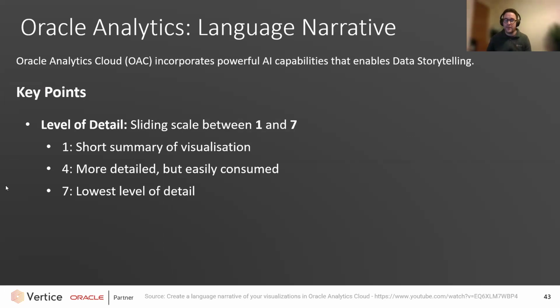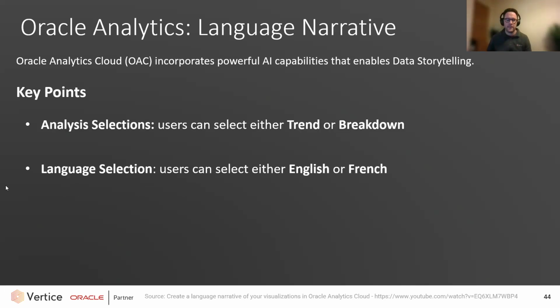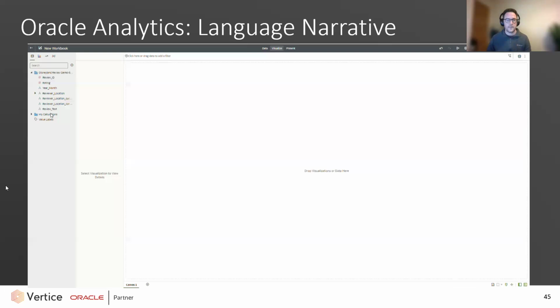where they just want short, snappy, high-level information. Whereas if you're working with another analyst, you could go down to level 7, which is the lowest level of detail. So you get very granular, fine-grained detail in there. There are 2 options in terms of the analysis you want to do. You could either do a trend or a breakdown, and either of those might be appropriate depending on your audience. And the same for the language selection. At the moment, there are 2 languages available, either English or French.